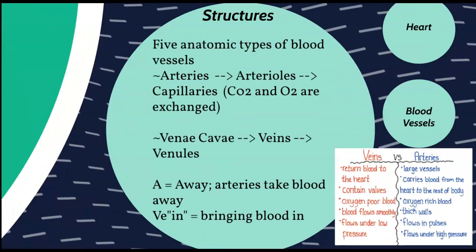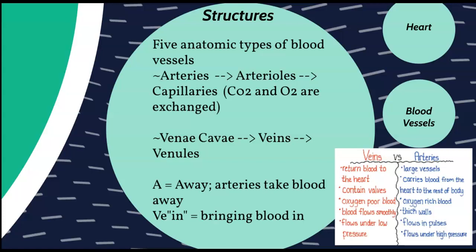There are structures in the heart, and so let's look at the 5 anatomical structures briefly. They start out at the arteries. Those are the biggest. Remember, A, away, so it's pushing blood out away from the heart. And then it breaks down to your arterioles and then your capillaries. Carbon dioxide and oxygen are exchanged at that micro level, at the capillary level.